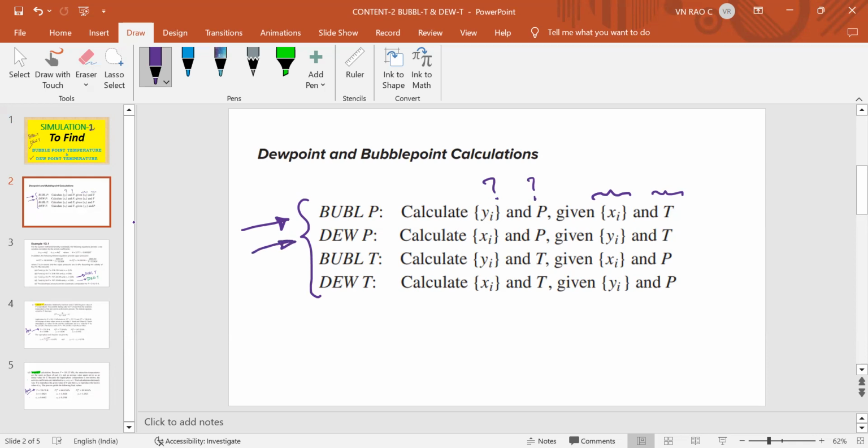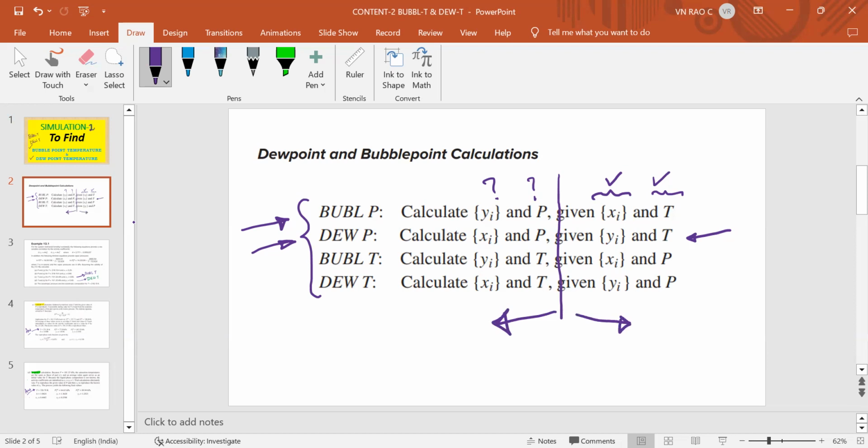Similarly, dew point pressure: dew means vapor. That means Y is given and temperature is given. What we are finding are the unknown quantities, and these are the known quantities. So that is what we have to understand.